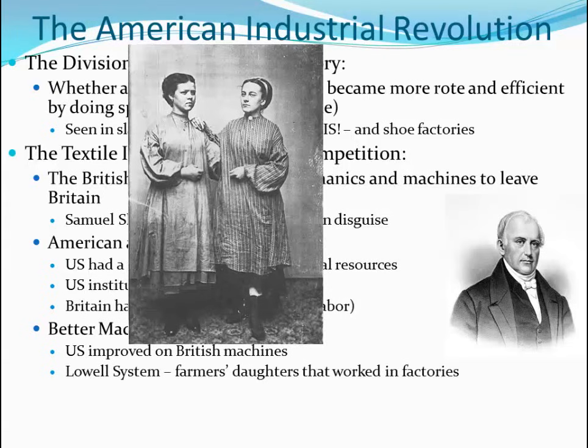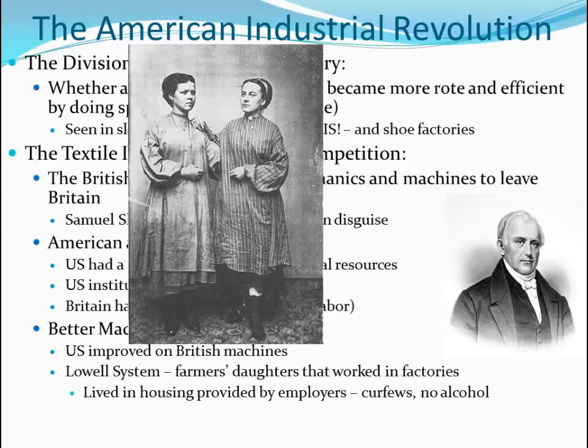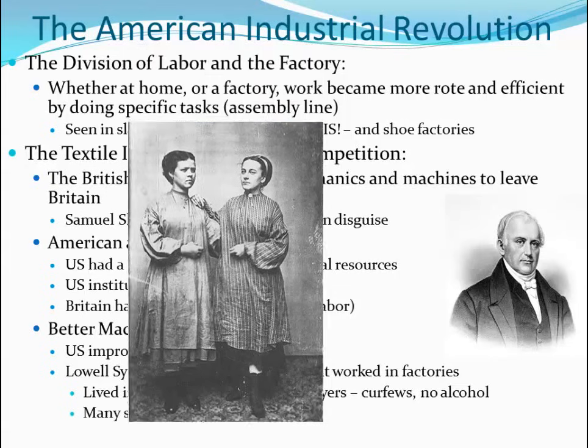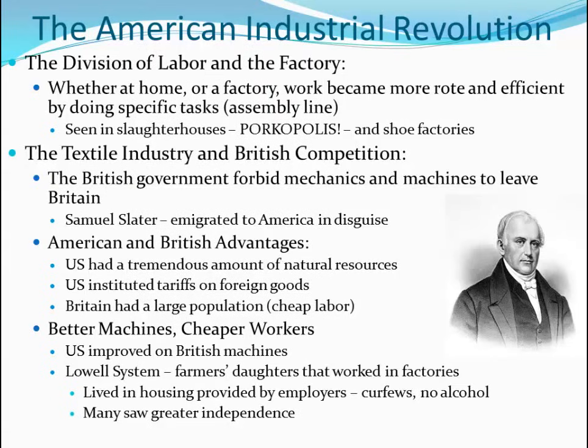This develops in Massachusetts, where local farmers' daughters began to work in factories, and these were young women. They would live in boarding houses that were provided by the employers, and they had strict curfews, and there was no alcohol and other rules for them to live by. However, this did provide a lot of independence for women. Women were making money on their own, and they were able to provide for themselves.